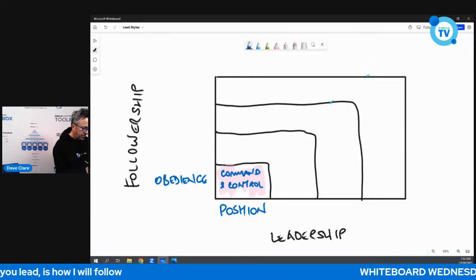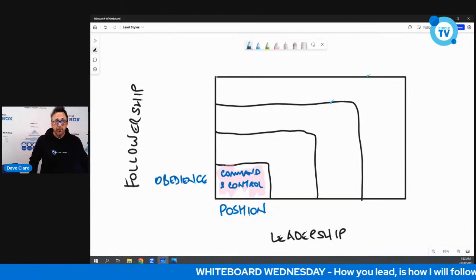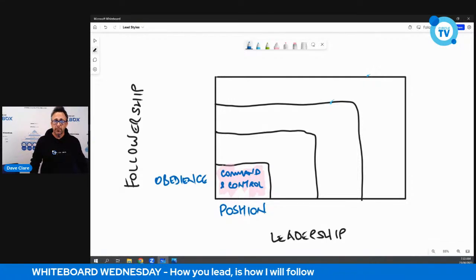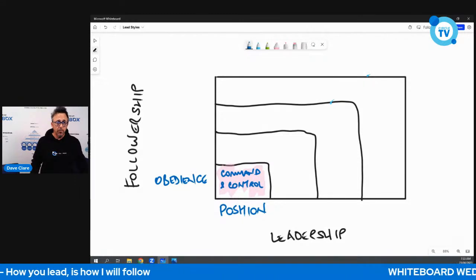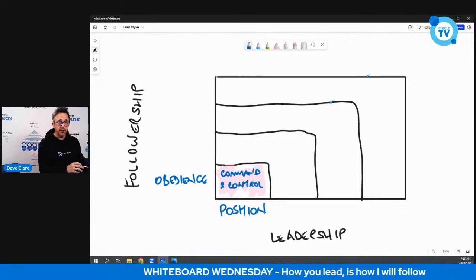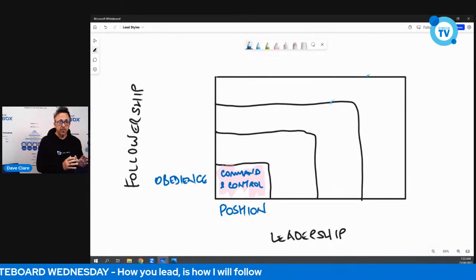Now, please understand there's good and bad with every style. In this particular one here, obedience might be really important in a crisis or an emergency. If you're the fire warden and there's a fire, you want people just to obey what you say because it's going to save lives. So here's the other interesting point. There will be times when you'll go up and down on the spectrum as we go through this, but please understand, I'm not saying that this is a bad position.